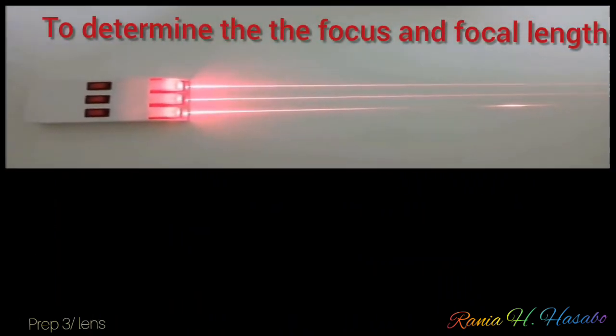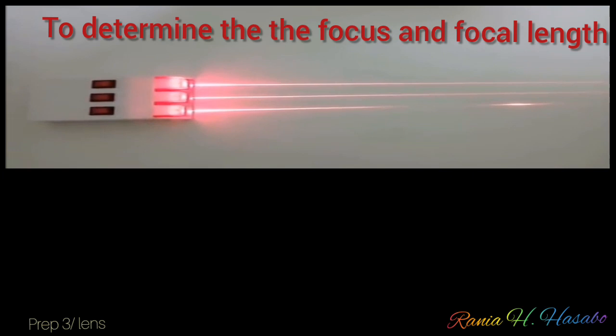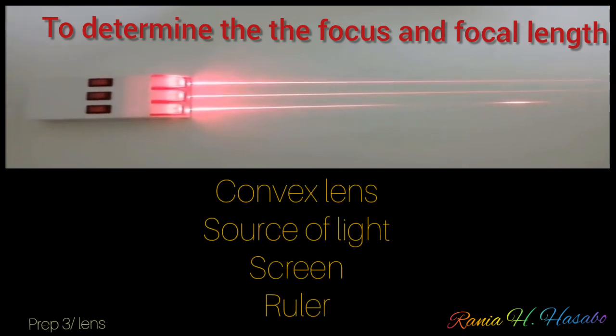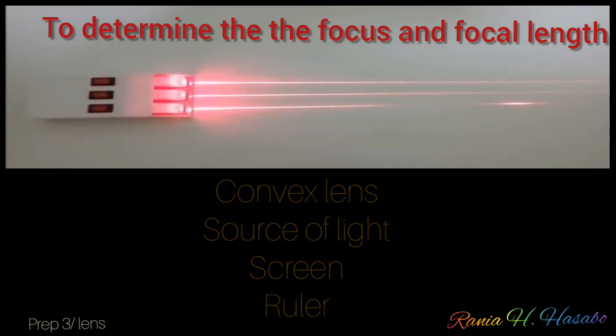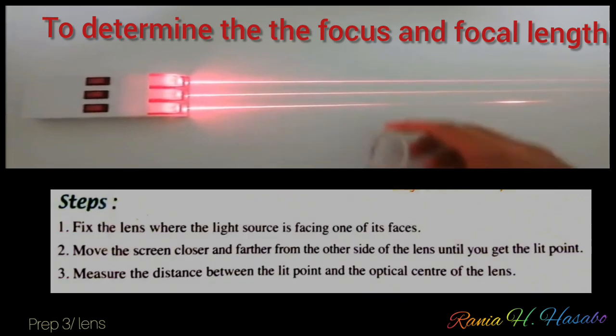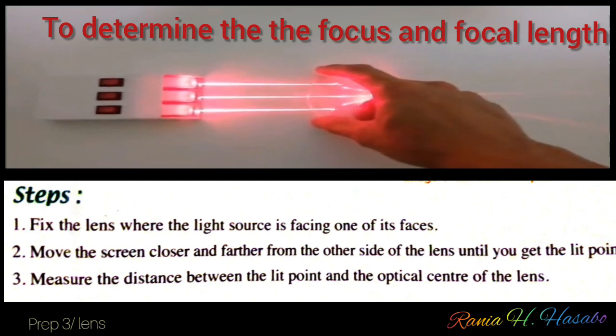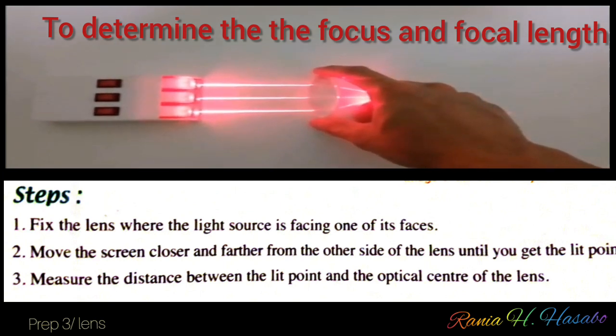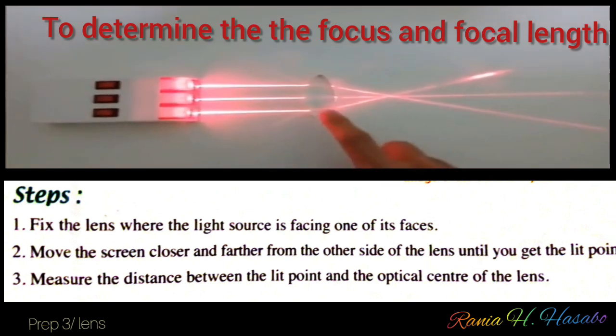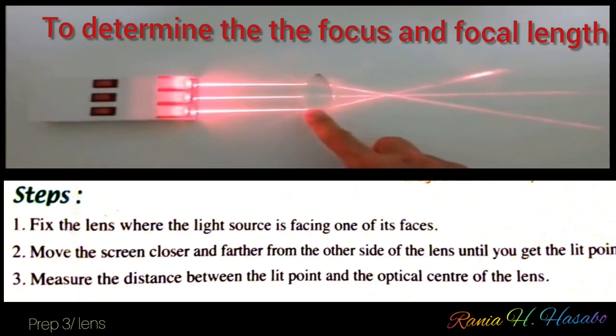Activity 1. To determine the focus and the focal length of the convex lens. Material: convex lens, light source, and screen. Fix the lens where the light source is facing one of its faces. Move the screen closer and farther from the other side of the lens until you get the lit point. Measure the distance between the lit point and the optical center.